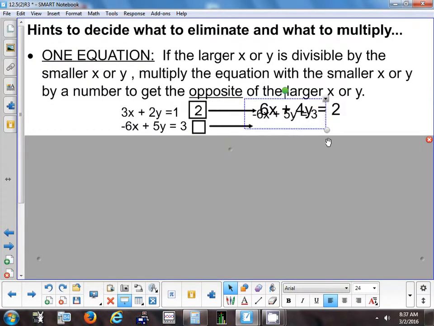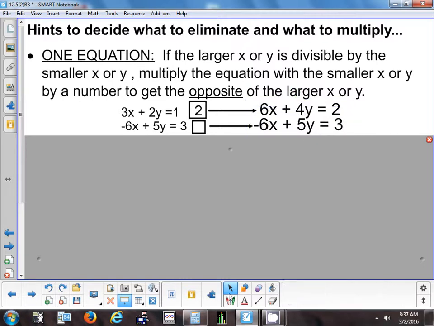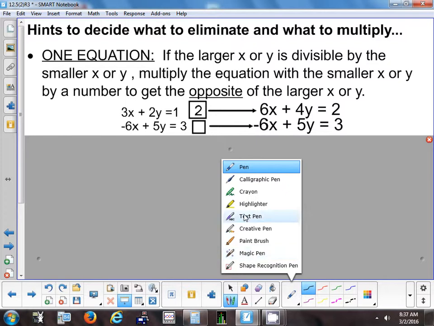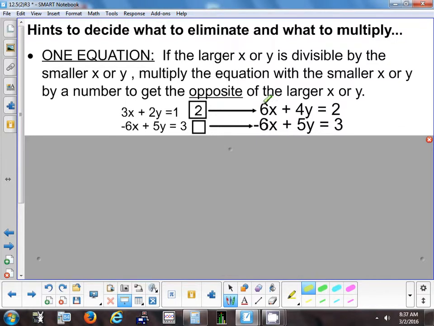3 goes into 6 2 times. What if that 6 was positive? What would I have to do now on the top to make those eliminate? Subtract. I think you're on the right track, Brian. Multiply by a negative. So I would have to multiply by what? -2. That would eliminate that.